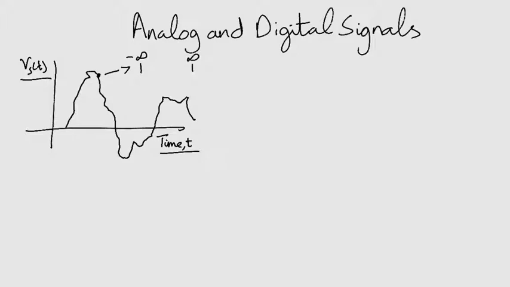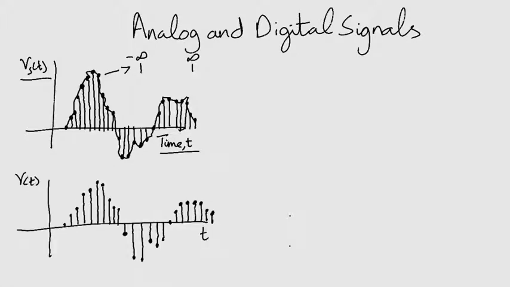If we observe this analog signal at definite instances of time, we get a signal such as this. Notice that the x-axis is now discrete. This process is known as sampling. However, each sample can still take on any real value in the continuous range, so it is still an analog signal.